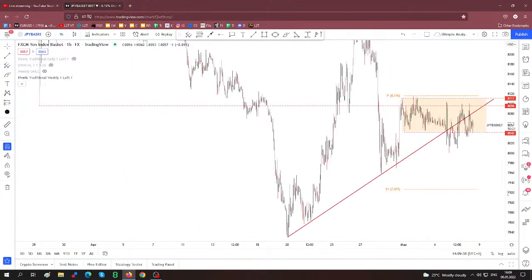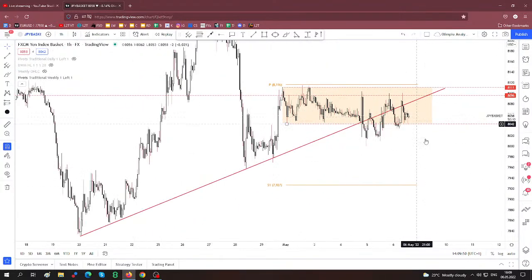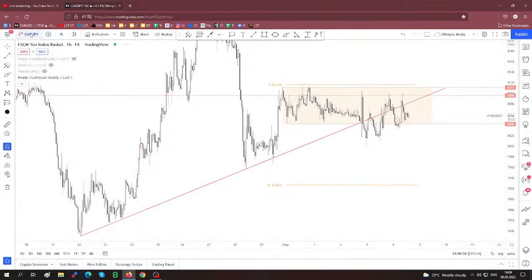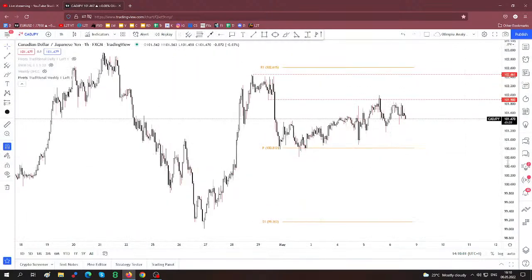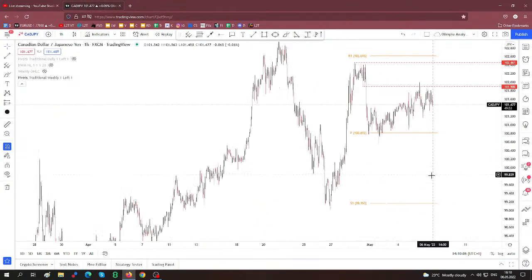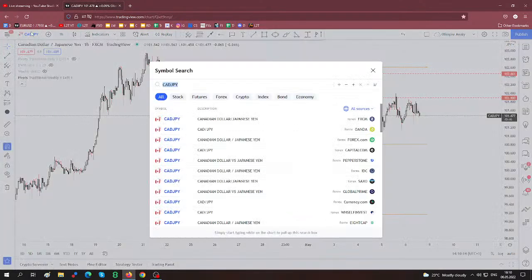So about the yen basket, in my opinion, the pressure is high, the bias is bearish here on this index, on the yen basket, and a potential deeper drop here could force the yen to depreciate versus its rivals. So let's take a look. Canadian dollar, Japanese yen. Now, unfortunately, I don't have a long opportunity here. And if the yen basket jumps higher, this market could drop. I will keep an eye on these markets.